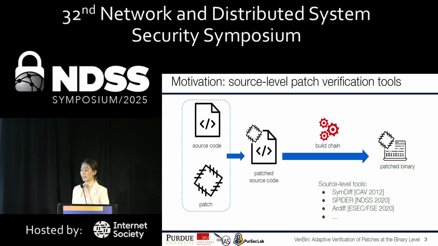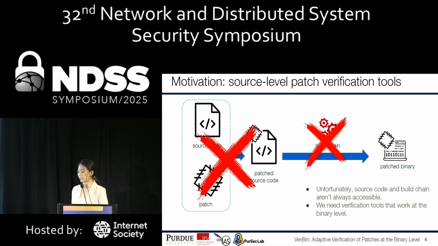While tools like SIMDiff, Spider, and RDiff have made significant progress in semantic equivalence and patch verification, they rely on having the source code or even the build chain. Unfortunately, these source codes and build chains aren't always accessible. That's why we need verification tools that can work at the binary level.